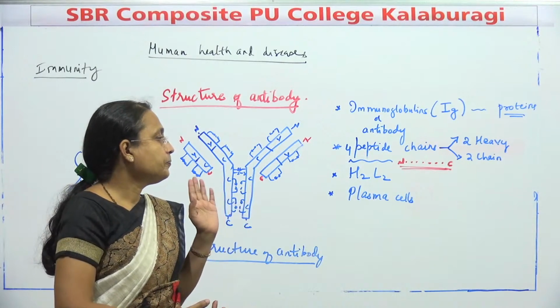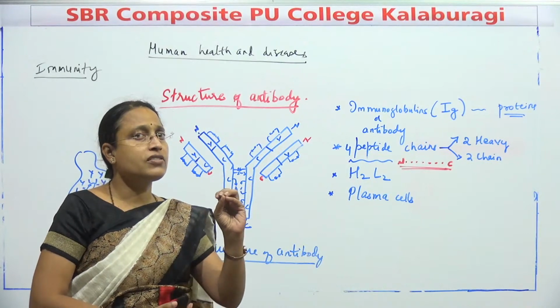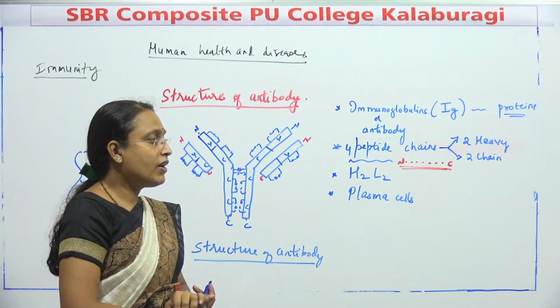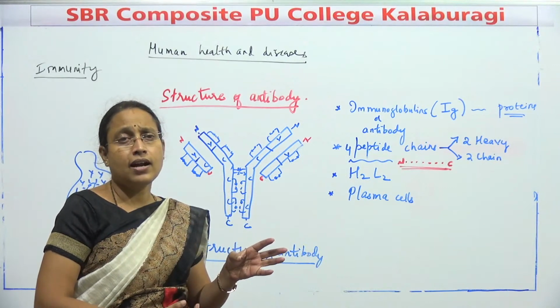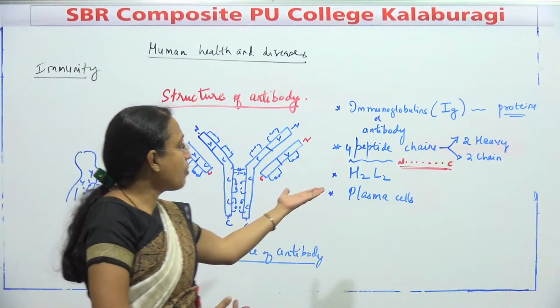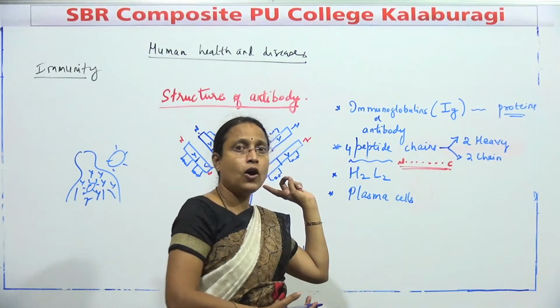So that is the meaning that the antibodies are not just formed. What I am supposed to tell is antibodies will not be produced in thousands and hundreds. They will be produced in millions. And the number of plasma cells also will be more. From where are they formed? From the original cell called B cell.